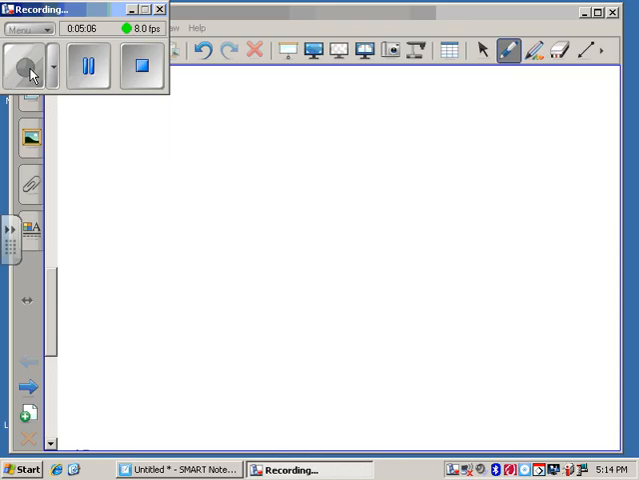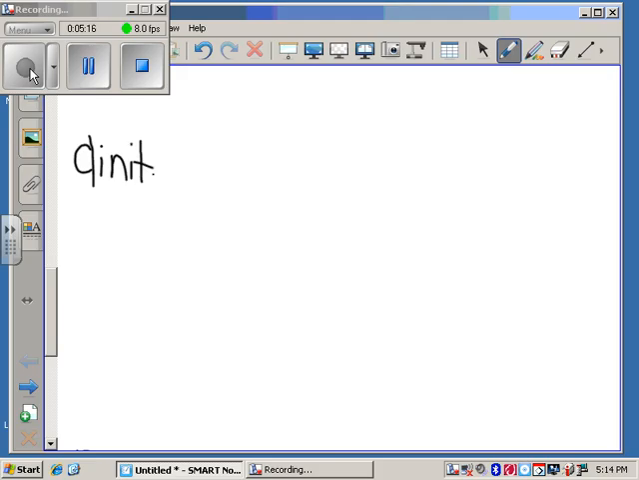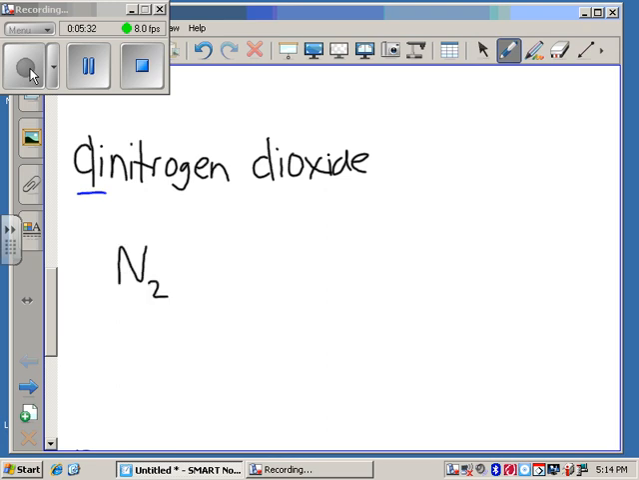All right, so now what we're going to do is go backwards from the name to the formula before we go formula to name. So we're going to start with dinitrogen dioxide. Because we have the di and nitrogen, it's going to look like this. Because we have the di and oxide, which means 2, we're going to have oxygen, which is oxide, and the 2 there.